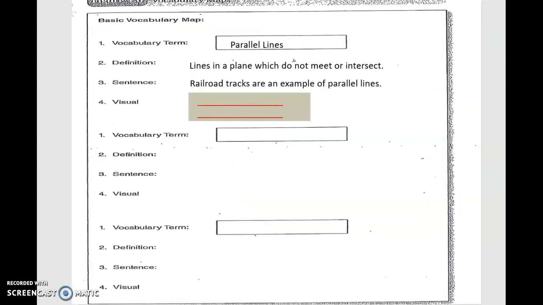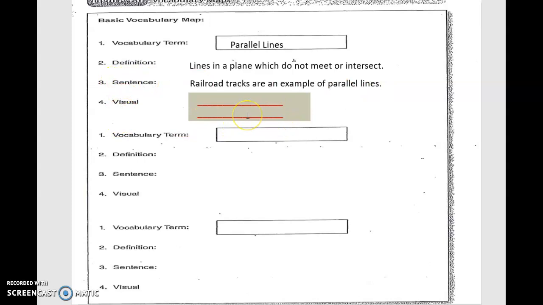Then you could do this next one, which is just called a basic vocabulary map. And you could recreate this however you wanted, of course. Vocabulary term, parallel lines. Definition, lines in a plane which do not meet or intersect. Railroad tracks are an example of parallel lines. So there's a sentence and then there's a visual.